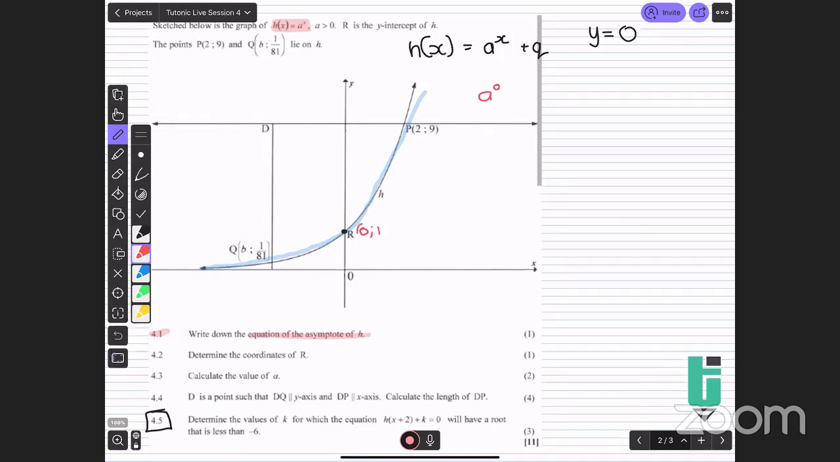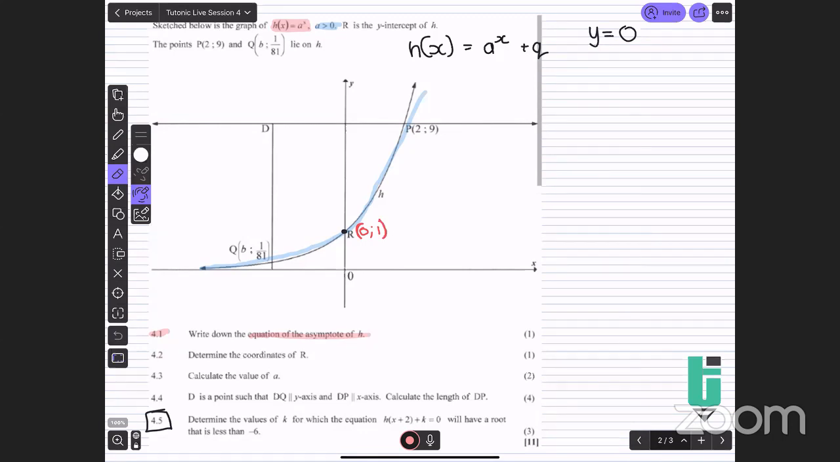Do you guys see that? It doesn't actually matter what a is. We don't know a, but whatever you put a to the power of naught, it's going to be 1, unless a is naught. But they say in this function that a is greater than naught. So determine the coordinates of R. R is (0; 1).